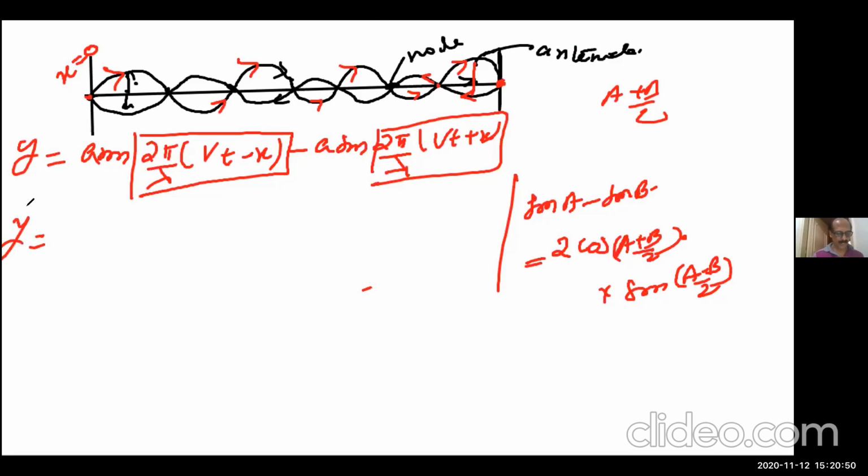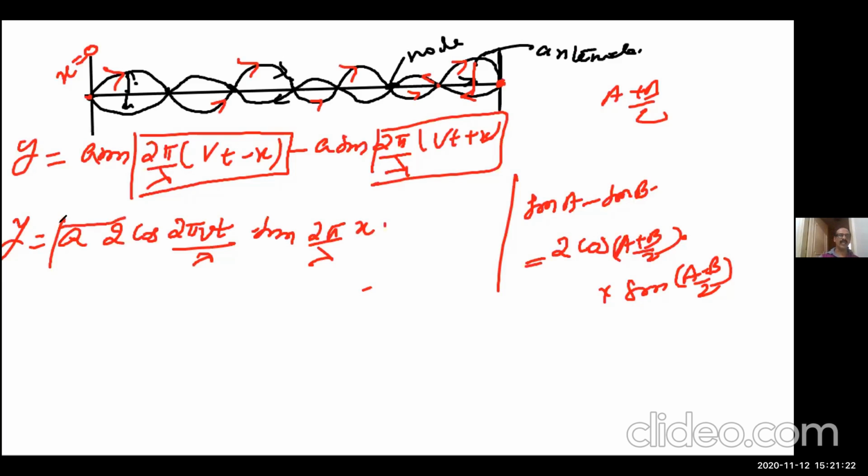Y is equal to, after substituting, your answer will come: 2A cos 2 pi Vt by lambda into sine 2 pi by lambda into x. Like this you will get, after substituting this formula.